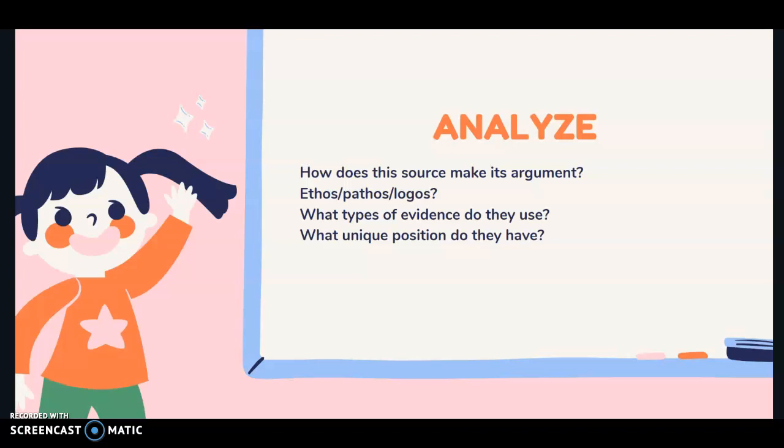So you might consider whether the source uses the rhetorical appeals and how it uses them. Do you see ethos, pathos, and logos in here? And if so, how are they using it? What's the most prominent rhetorical appeal they're using? What types of evidence do they tend to use? What unique position does the author of this have on this topic? You might also consider who is the real audience of this piece and how does that affect the argument?